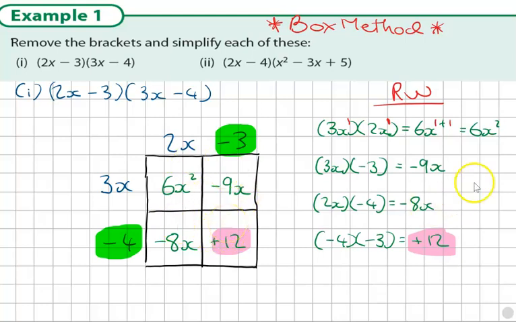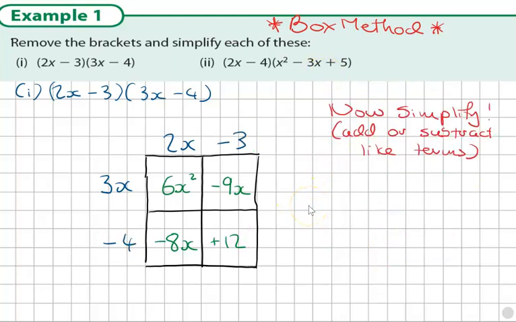Next we simplify. So we've done all our multiplication. We're finished now with multiplication. Now we simplify, which means we add or subtract the like terms. So we have 4 terms to choose from. We've only got one that has a squared, so that stays as it is. And we've only got one constant, the plus 12. But these terms, the minus 8x and the minus 9x, they can be added together.